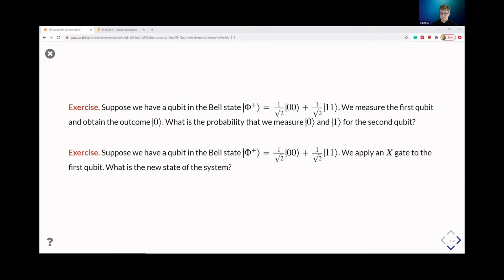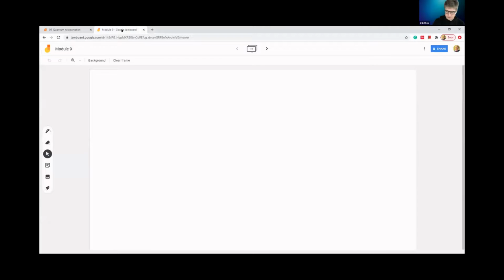1, 0, 1, 1. 1, 0, 0, 1. Okay. Seem to have a crowd mentality here. Okay, so people are going back and forth on this one. Let's do it out. Let's go ahead and go to the Jamboard.